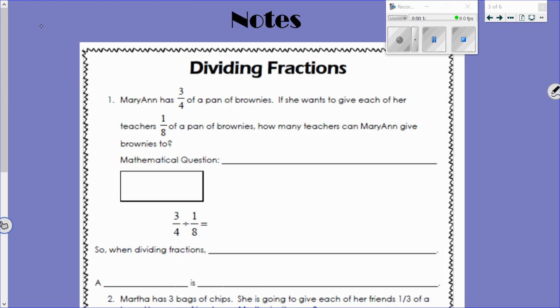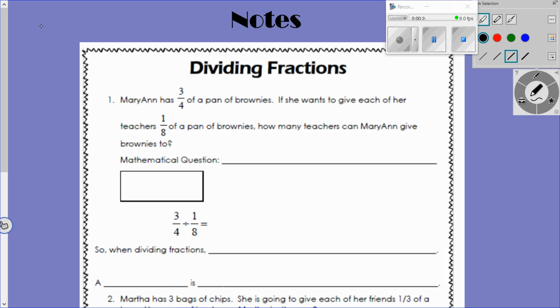Okay, on dividing fractions, it's actually just as easy as multiplying. However, we've got one extra step.